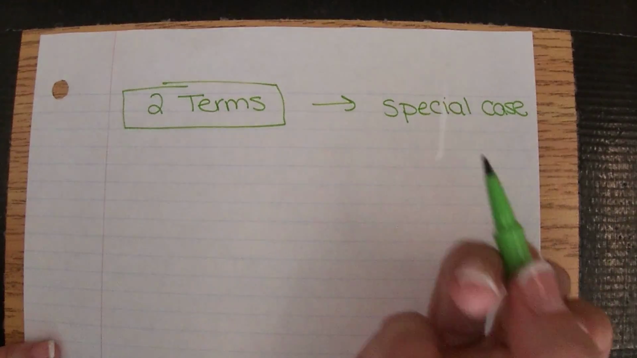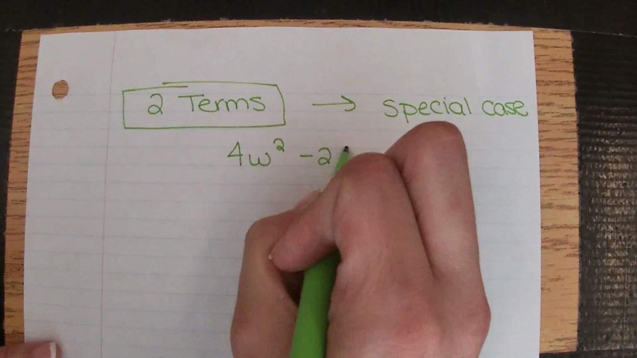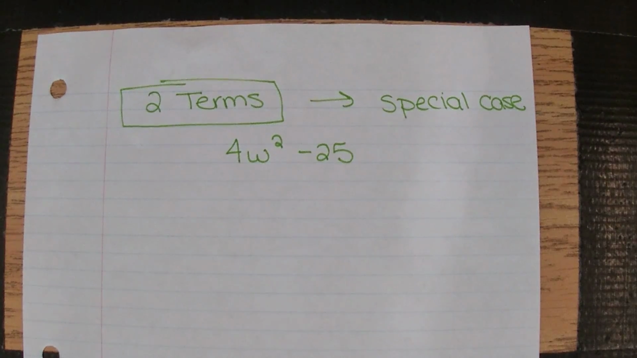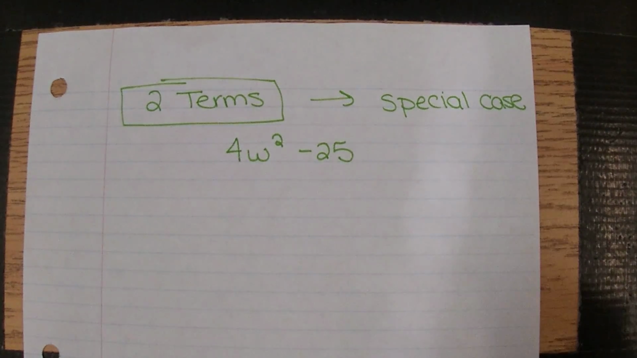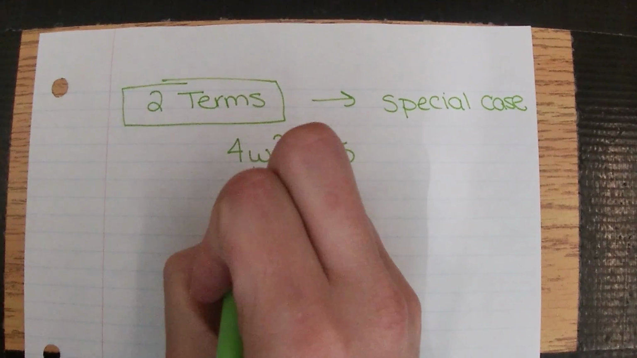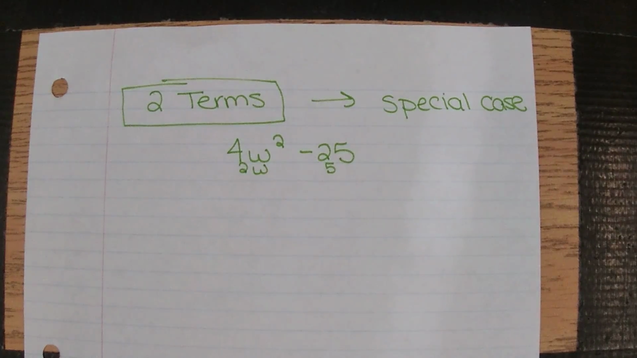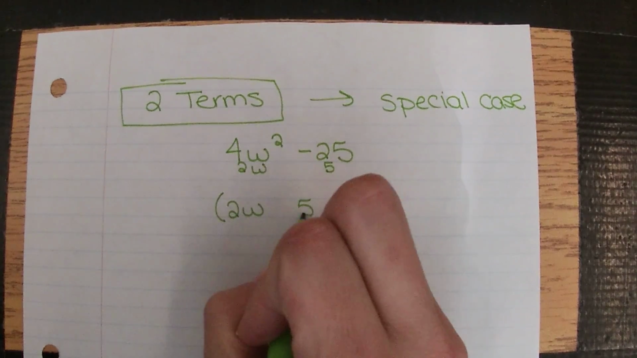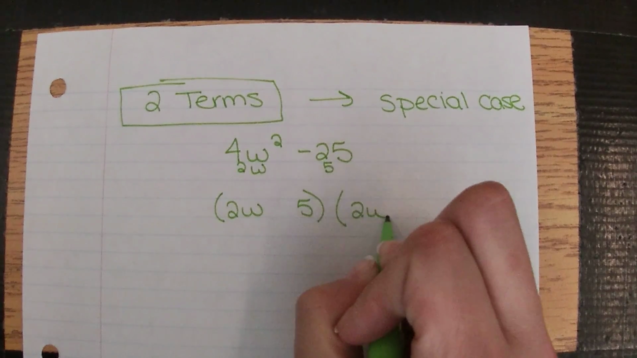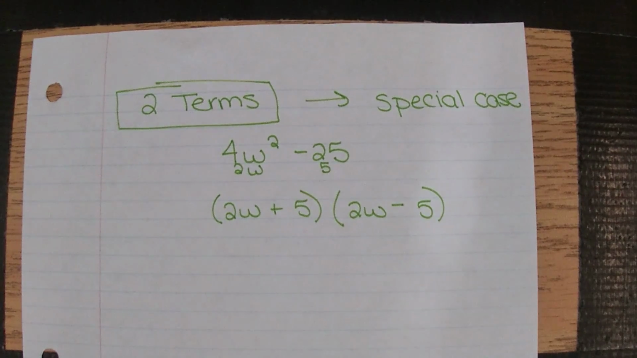Okay, and a special case was when we had something like 4w squared minus 25. Right? It's 2 terms. It's subtraction. And they're both perfect squares, right? I take half of the exponent. 2 times 2 is 4. And 5 times 5 is 25. So I'm doing in the same order where 1 is addition and 1 is subtraction.